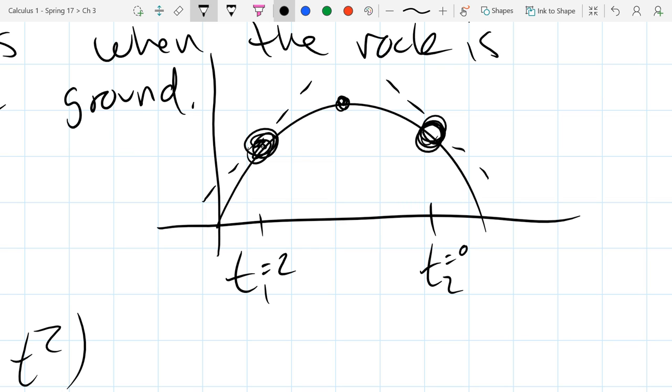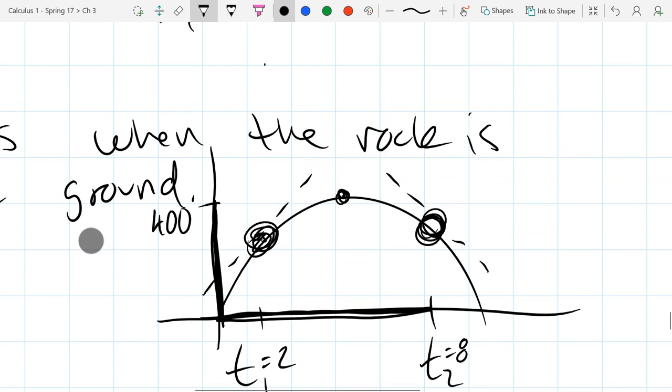T1 is 2, T2 is 8. What is our max height? 400. So this vertical distance is 400, and this horizontal distance is 8. So our graph is not scaled at all correctly. It should be way, way, way taller than that. So this is a very vertically compressed graph. That's 8. This would probably be, I don't know, 100 feet tall or something like that if I drew the vertical axis to scale. Maybe not 100 feet, but a lot taller.